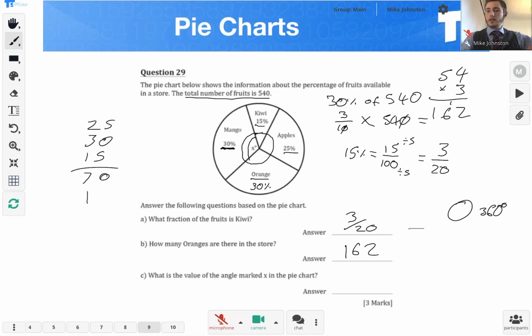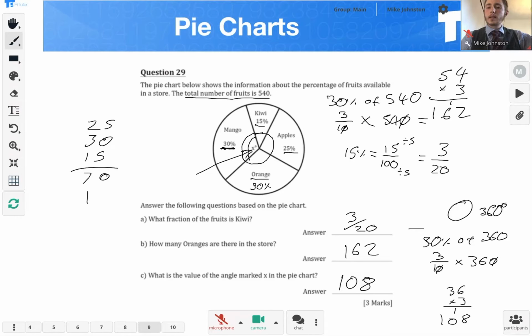So let's do something very similar to the last question. Now we're doing 30% of 360, which is 3/10 times 360. Again, let's cancel the zeros, and let's do 36 times 3. 3 6s are 18, 3 3s are 9, plus the 1 is 10. So that's 108. So this angle just here is going to be 108 degrees.